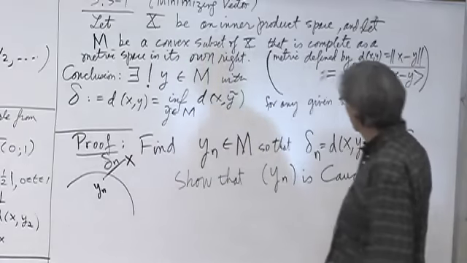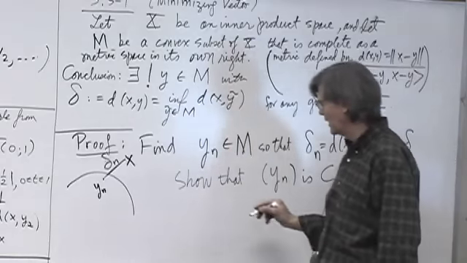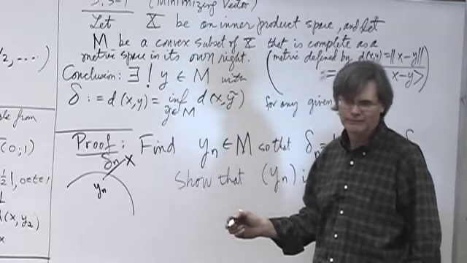But now it is possible here. So show that yn is Cauchy. How am I going to do that? It's by the Parallelogram Law. It goes like this.